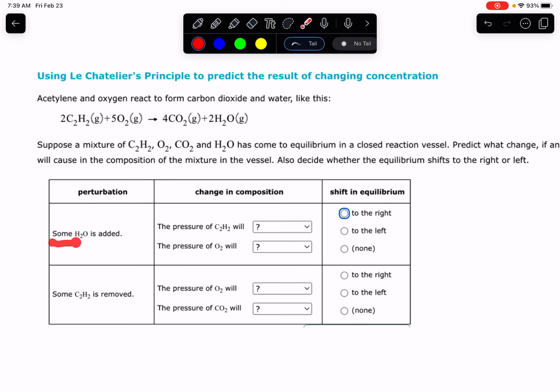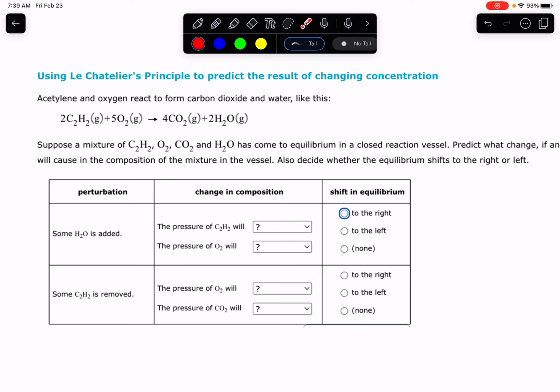But in the first question here, they say we're adding in some H2O. So what that means is we are increasing the H2O. Now, if we increase the H2O, that means that when we compare our products to our reactants, we have more products than we should at equilibrium. So the reaction is going to want to shift away to balance off that change. Which direction is the reaction going to shift? It's going to shift back in this direction, so it's going to shift to the left, right?